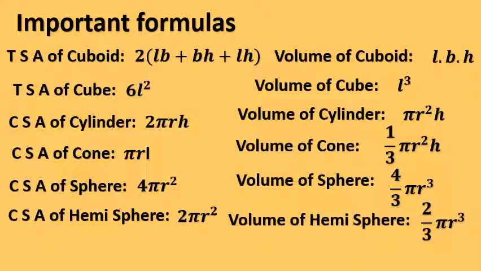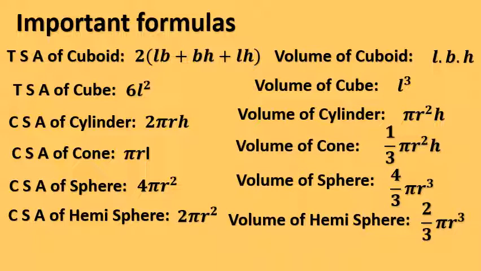That is TSA of a cuboid 2(lb + bh + lh), TSA of cube 6l², CSA of cylinder 2πrh, CSA of cone πrl, CSA of sphere 4πr², and CSA of hemisphere 2πr². TSA means total surface area and CSA means curved surface area, that you already know.